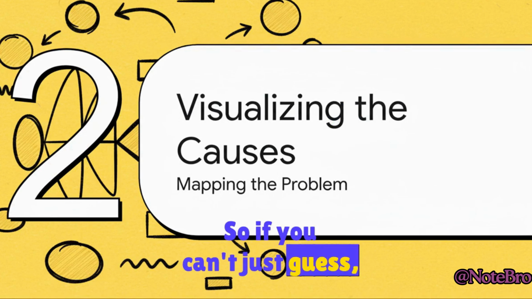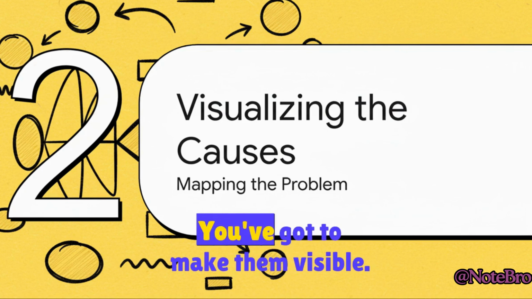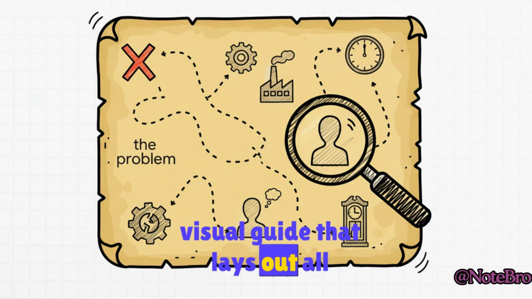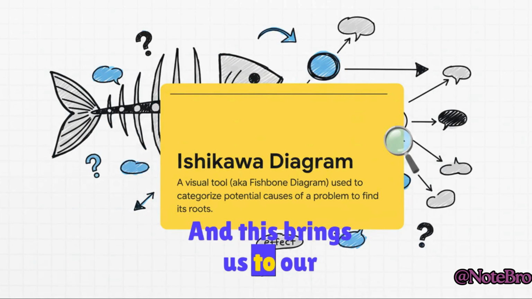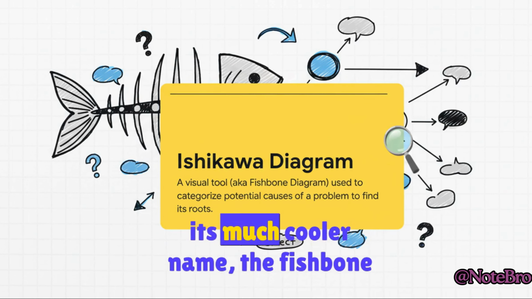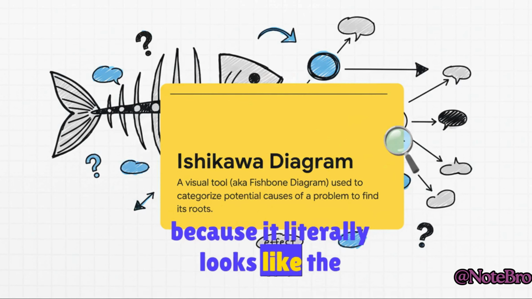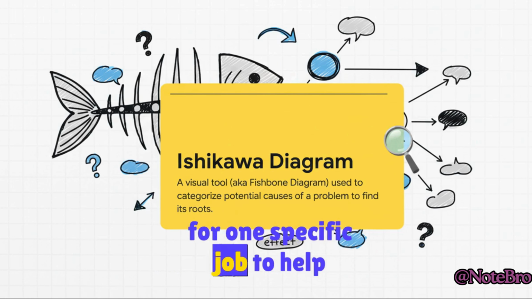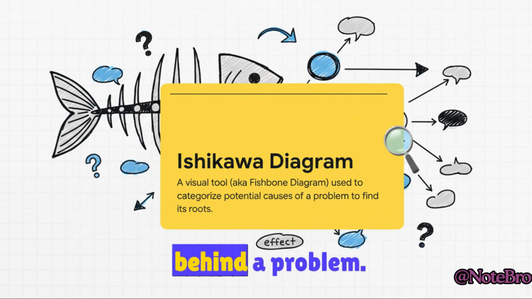So, if you can't just guess, how do you map out all those connected causes without totally getting lost in the weeds? You've got to make them visible. And the best way to do that is with a map, a visual guide that lays out all the potential roads that could have led to your problem. And this brings us to our hero tool for the day, the Ishikawa diagram. Now, you probably know it by its much cooler name, the fishbone diagram. And the name makes perfect sense because it literally looks like the skeleton of a fish. It's a brilliant, brilliant tool designed for one specific job: to help you and your team brainstorm and visually organize every single possible cause behind a problem.